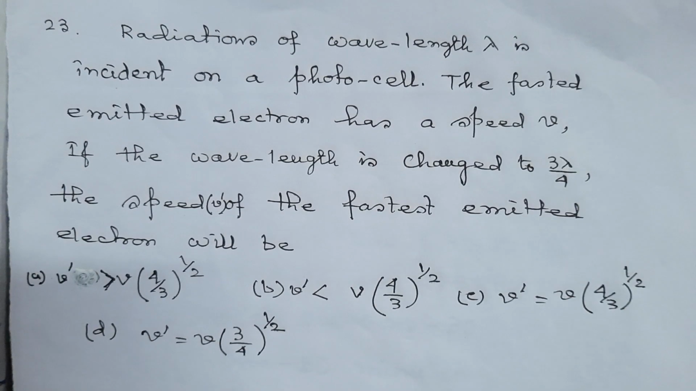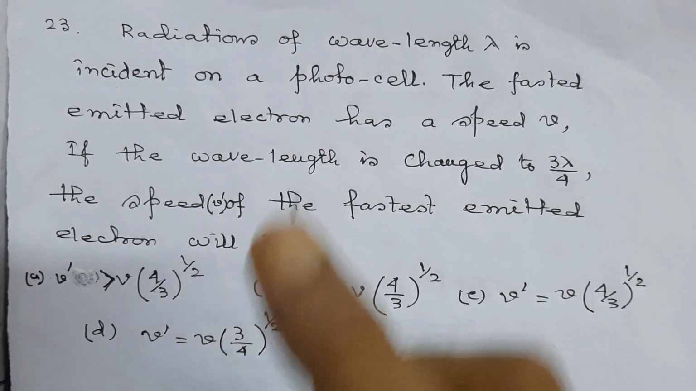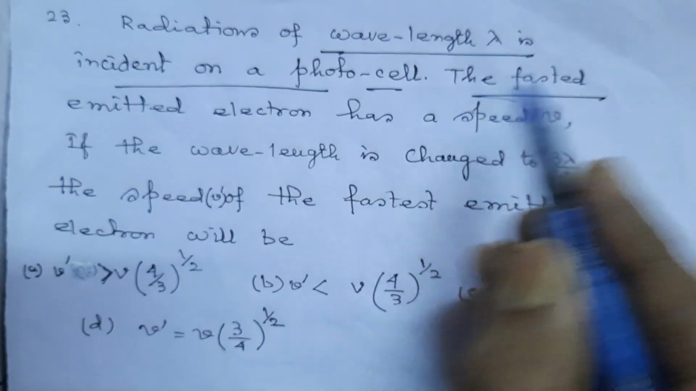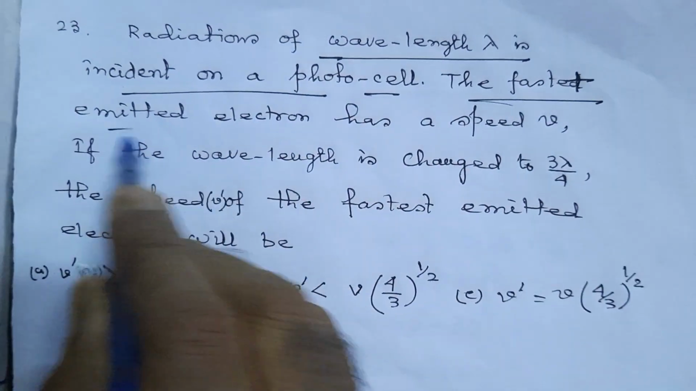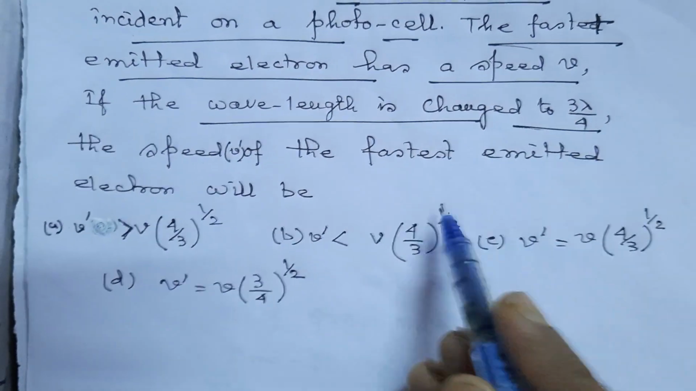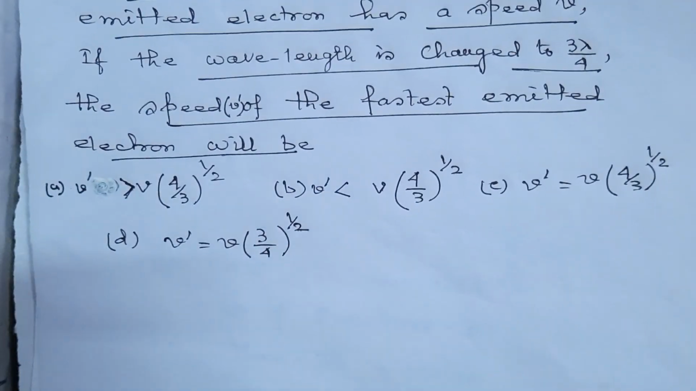This question is also from the photoelectric effect. Let us see the problem. Radiation of wavelength lambda is incident on a photocell. The fastest emitted electron has a speed v. If the wavelength is changed to 3 lambda by 4, find the speed of the fastest emitted electron.